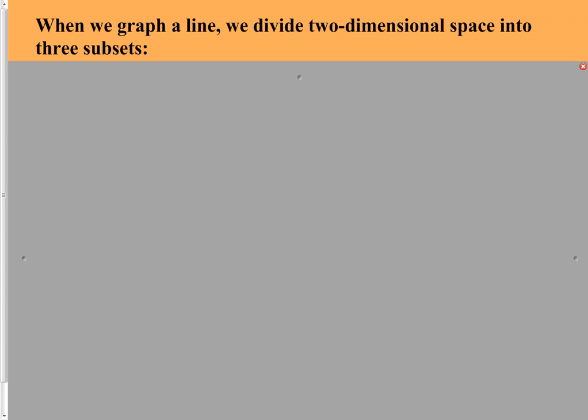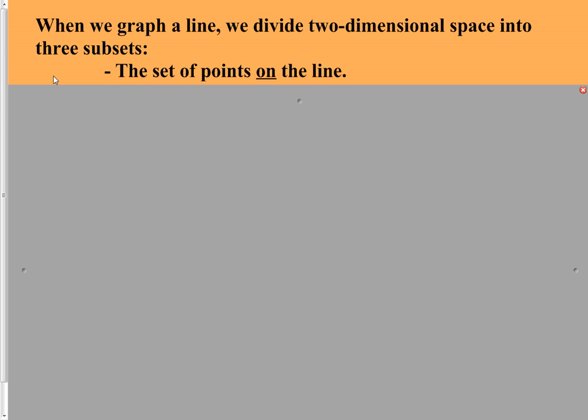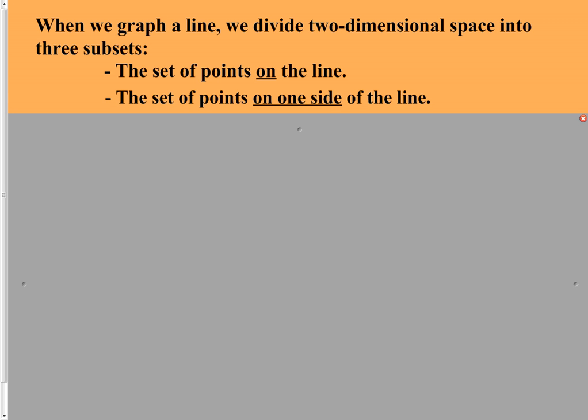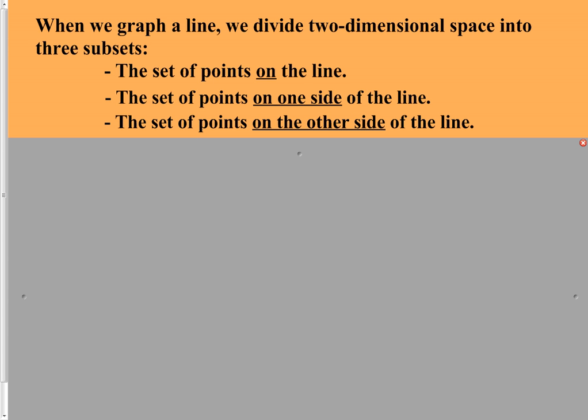Okay, so when we graph a line, we divide two-dimensional space into three subsets. Those three subsets are, first of all, the set of points that exists on the line. Wherever our line is traveling through two-dimensional space, there's obviously an infinite number of ordered pairs, x comma y, that construct this line. That is one subset. Another subset is the set of points on one side of the line, and of course, you also have the set of points on the other side of the line.